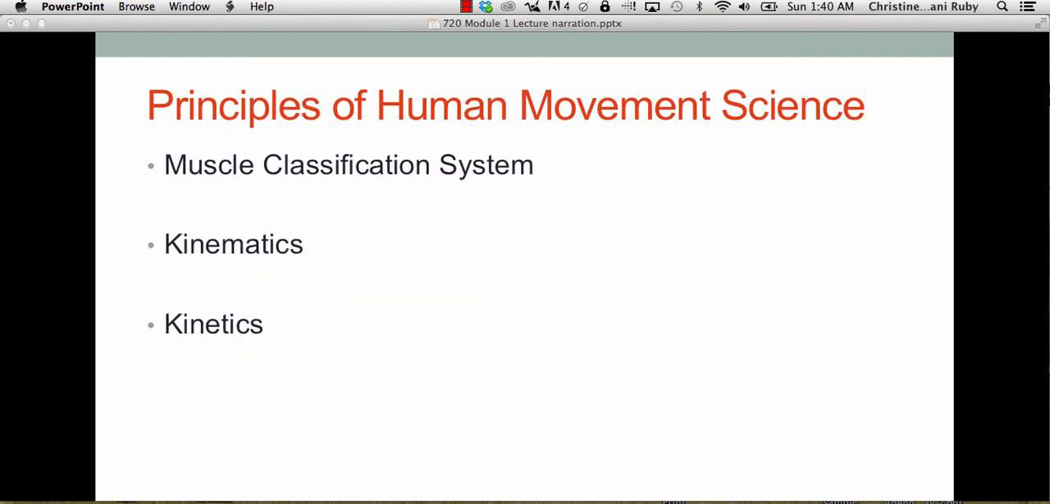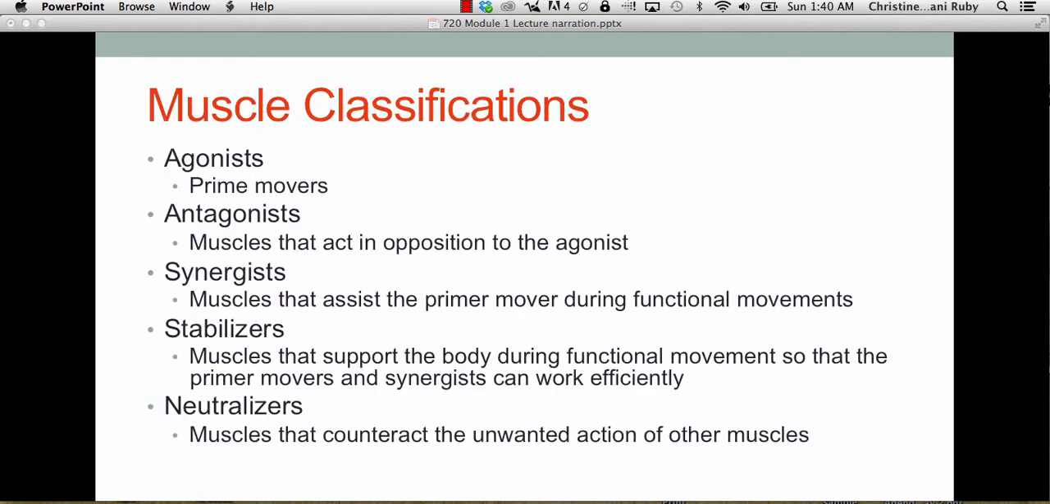So there are many principles within human movement science. We look at things particularly in three areas: the muscle classification system, kinematics, and kinetics. So we'll go through those now. When you look closely at a muscle, we can classify it by what it does. And this doesn't mean that a muscle is always one thing. It can really change its face and be something else in a different situation. Muscles play different jobs and different roles, and these are the roles that they can play.